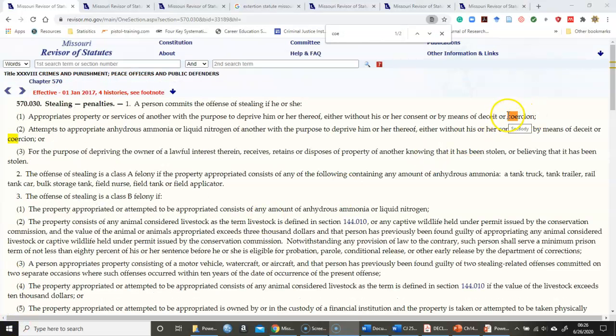And if we go over to the stealing statute, appropriates property or service of another with intent to deprive, either without his consent or by means of deceit or coercion. So we know that if we were going to look at extortion, we could actually look at that coercion as far as a definition and use that as a stealing statute.